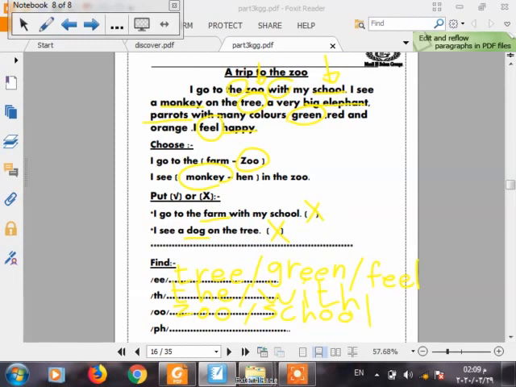The last one is p, h together or f, right? What words we have in our paragraph make sound f? I think we have only one word, the elephant. The elephant, right? Elephant. Okay.